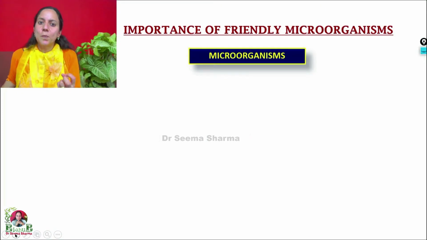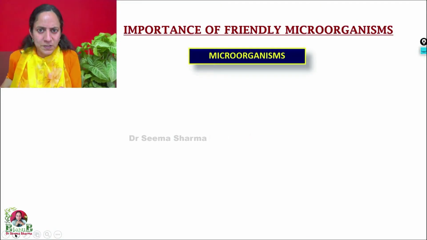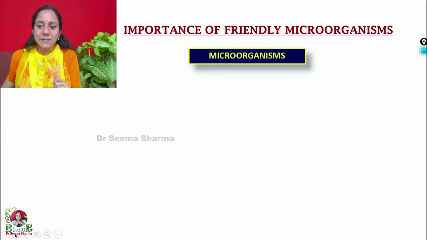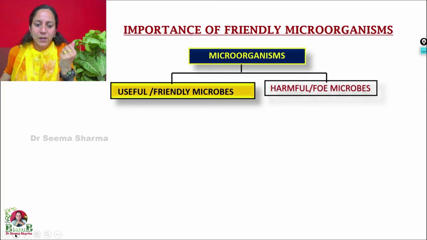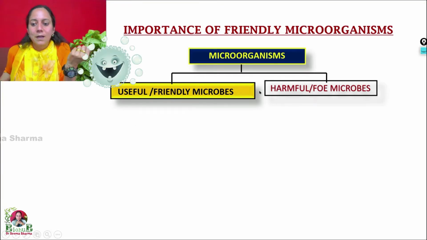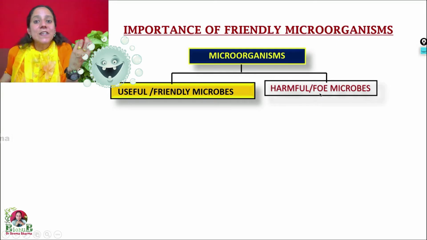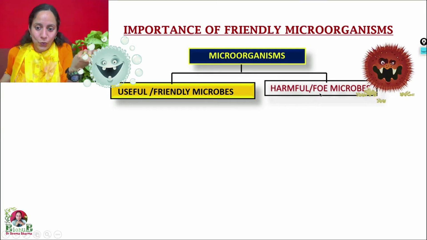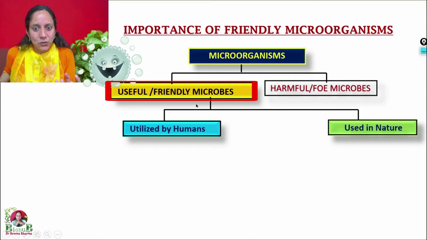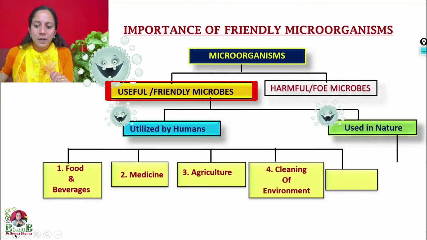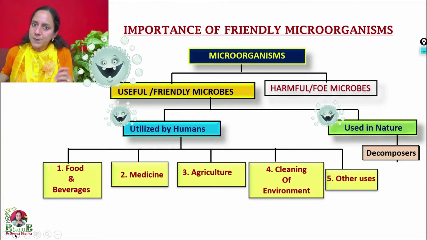Children, you know, microscopic organisms are those organisms which cannot be seen through naked eyes. These microscopic organisms are divisible basically into 2 categories. One category is useful or friendly microbes, and the second category is harmful microbes or foe. In this video, our focus is on useful or friendly microbes. These microbes are utilized by human beings and they are used in nature. So they are utilized in a number of ways by human beings.